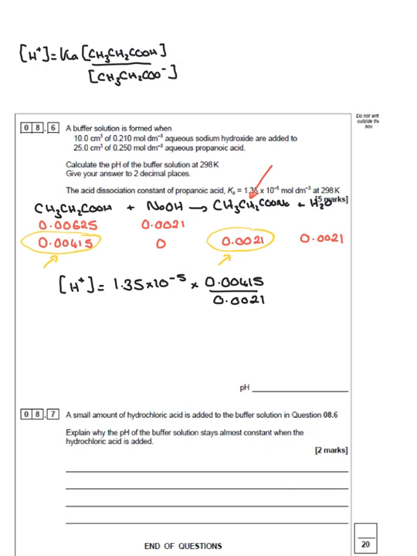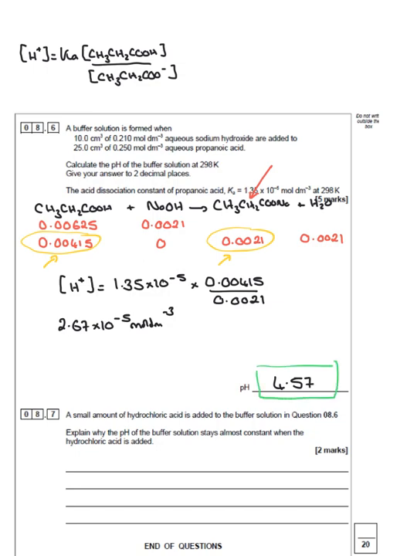Now, if I put that all in my calculator, I get 2.67 times 10 to the minus 5, so 2.67 times 10 to the minus 5 moles per dm cubed. Now remember, I'm going to leave the full precision value in my calculator and I'm not going to round till the end. So if I take log to the base 10 of that and then I change the sign, I get a pH of 4.57. And that is the pH in my buffer solution.